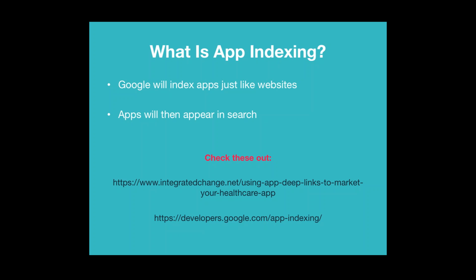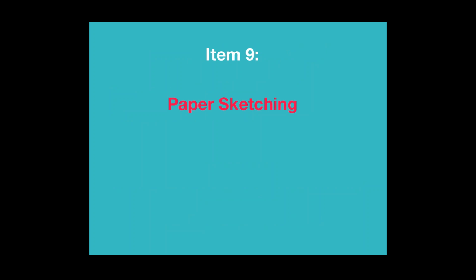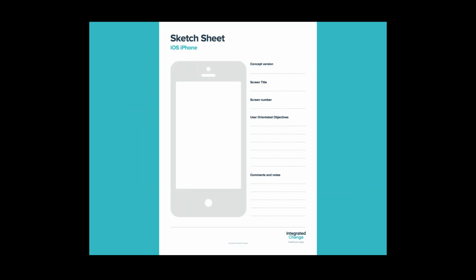Item number 9 is called paper sketching. What we mean here is basically a screen layout using something that's called a pencil or a pen and some paper. I'm not saying that you need to be a graphic design specialist, but if you've got some ideas of what you want to see on the screen, then put it down on paper and share it with your development team and your designers and people internally. You can use this sheet here, which is a sketch sheet. Print it out as many times as you like. Use it in the workshops.